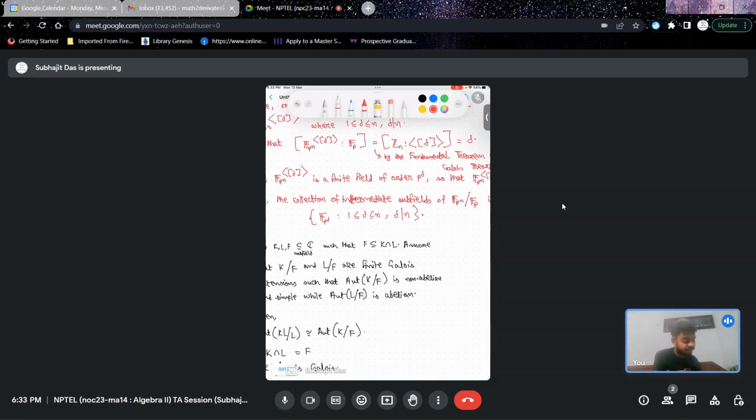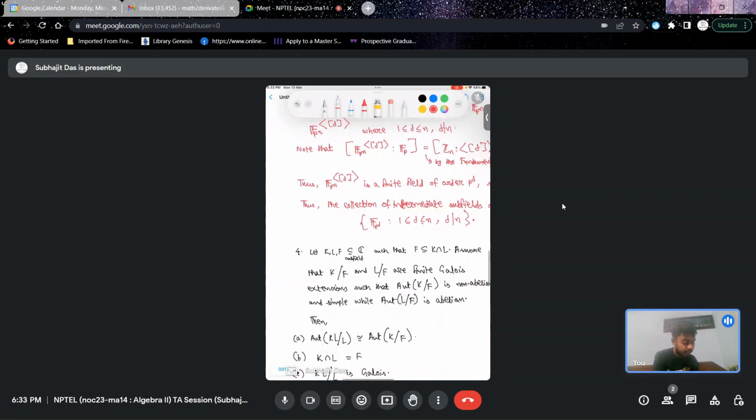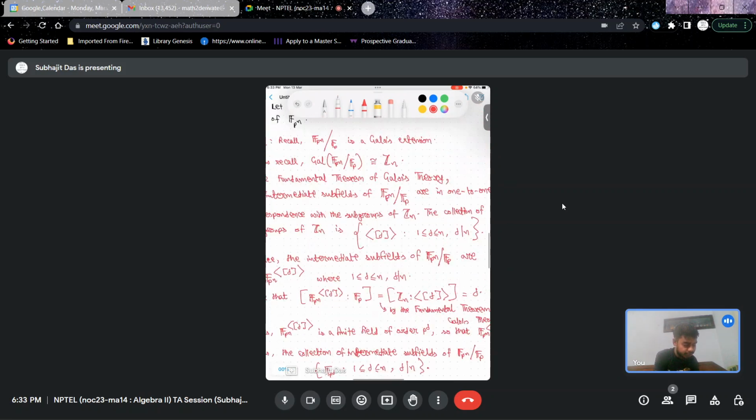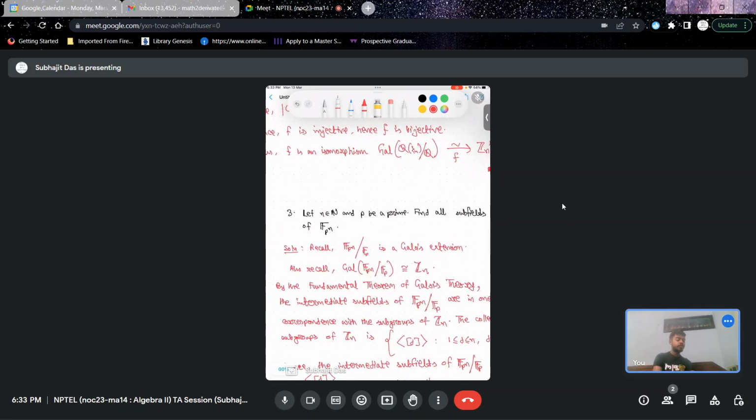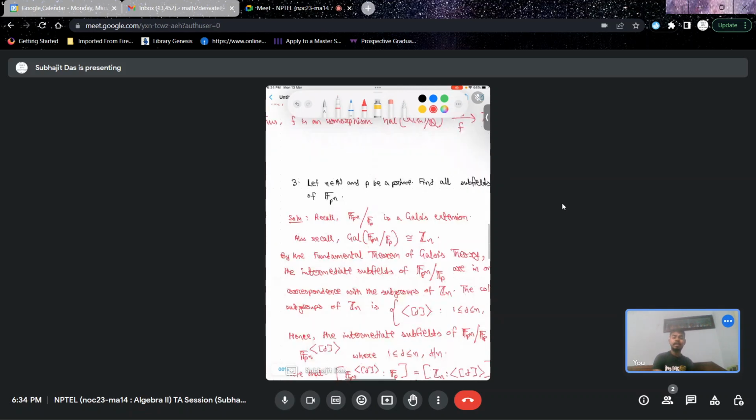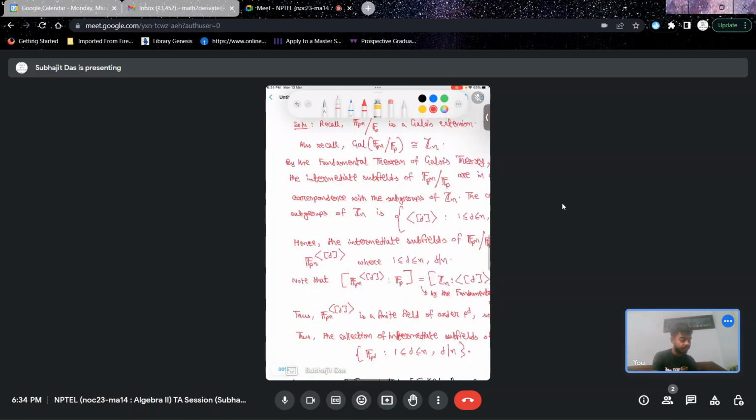And finally, note that there is something extra that we have asked to find here. We need to find not just intermediate subfields of this extension Fp power n over Fp, but all subfields of Fp power n. But you do note this, that any subfield of Fp power n is actually an intermediate subfield of Fp power n over Fp, because any subfield of Fp power n contains one in particular, and since it will contain one, it will also contain the prime subfield Fp.